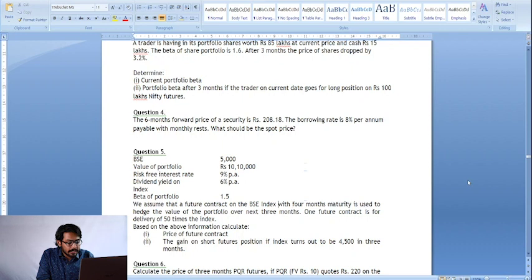The BSE index future with 4 months maturity is used to hedge the value of the portfolio for 3 months. The future contract on BSE has a 4 month maturity, but you are using it to hedge over the next 3 months. So tell me, is the period 3 months or 4 months? You use it for whatever period you want: 1 month, 2 months, 10 days, 5 days. That will not affect the price of futures. The price of futures is affected by the remaining period of maturity. It has 4 months remaining to maturity, and that influences the price.